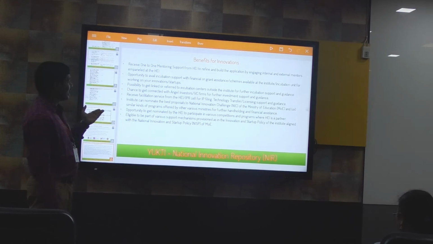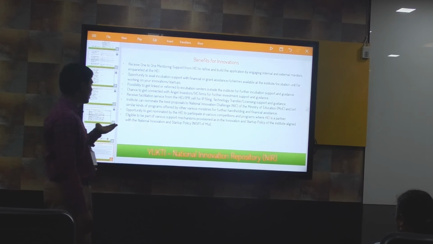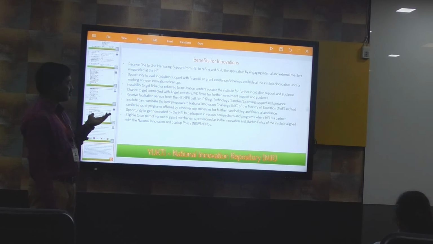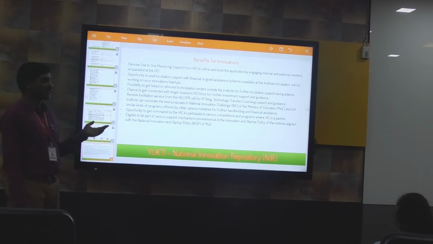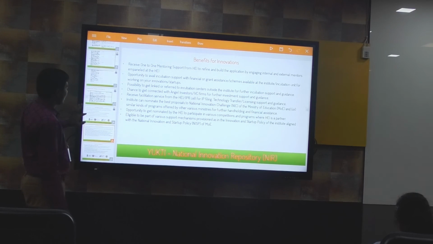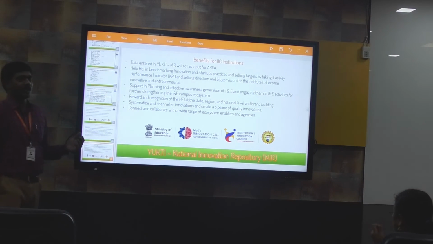There is also the opportunity to be nominated by the HEI to participate in various competitions and programs where we will be a partner, and to be eligible for various support mechanisms provisioned in the innovation and startup policy, which is aligned with the national innovation and startup policy. So these are some of the benefits for innovators when they submit to this NIR portal. Now, these are some of the benefits for institutions.